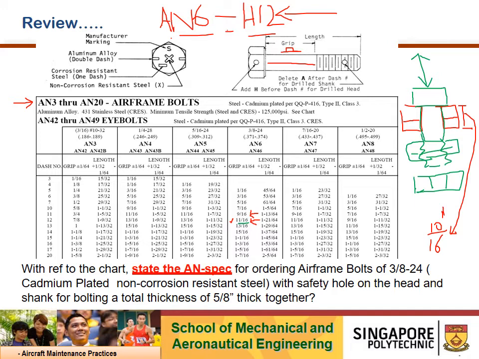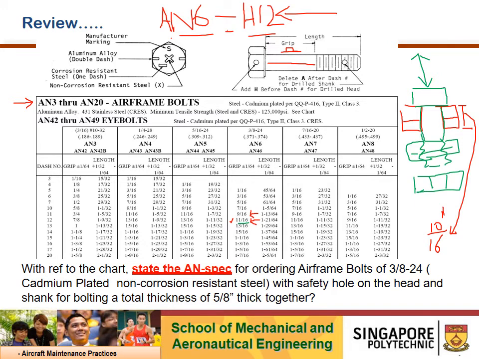Getting back to that, since we decided that the grip length is always to be longer, it's 11 over 16. So I go over to here, and the dash number represented is 12. In other words, I should write H12, where 12 represents 11/16. Do I need an A? You can read the statement here: delete A after dash for drilled shank.